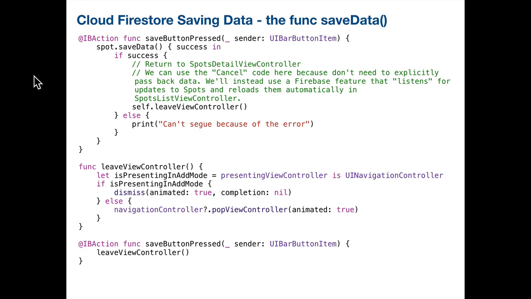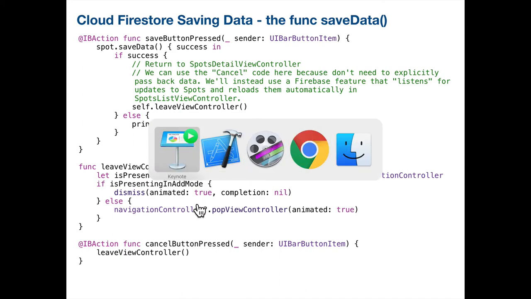Cancel just says, all right, either go and dismiss or go ahead and pop, and it's always going to be a dismiss here because we're adding with a plus. So we'll just reuse this little chunk of code here. We'll put the same thing in for the save button. Actually, I should have said cancel button here. And so let's go ahead and update that code.